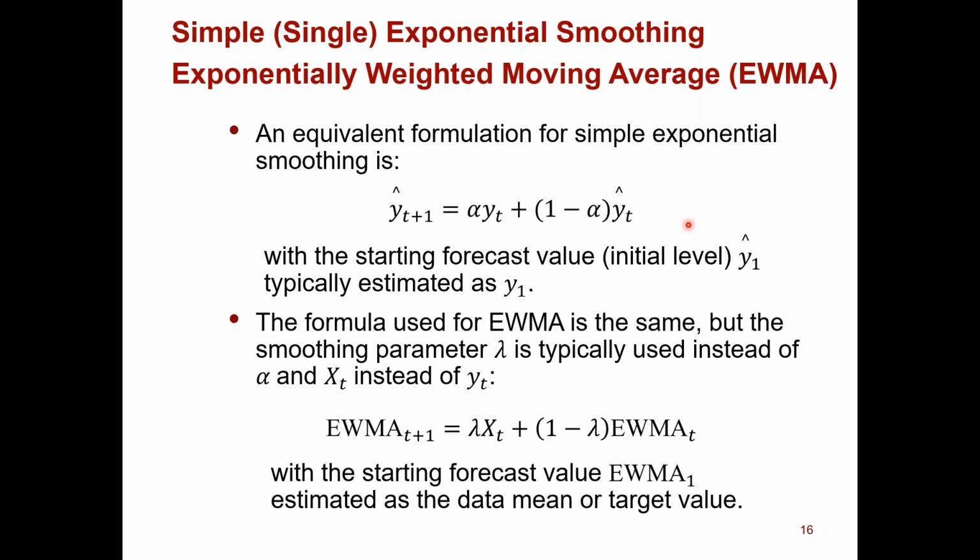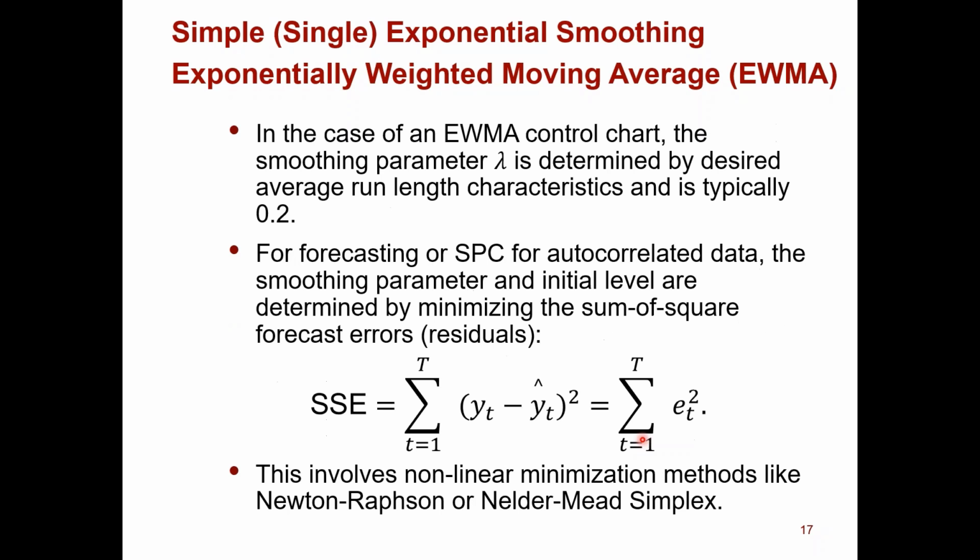So this is a simplified or summarized version of the forecast formula for exponential smoothing. Alpha is used in time series forecasting. In a control chart application, lambda is more typically used. They're both the same formulas, they just use different nomenclature. So we're making a prediction, and the predicted value is lambda times the current value plus 1 minus lambda times the current EWMA value, or forecast value.